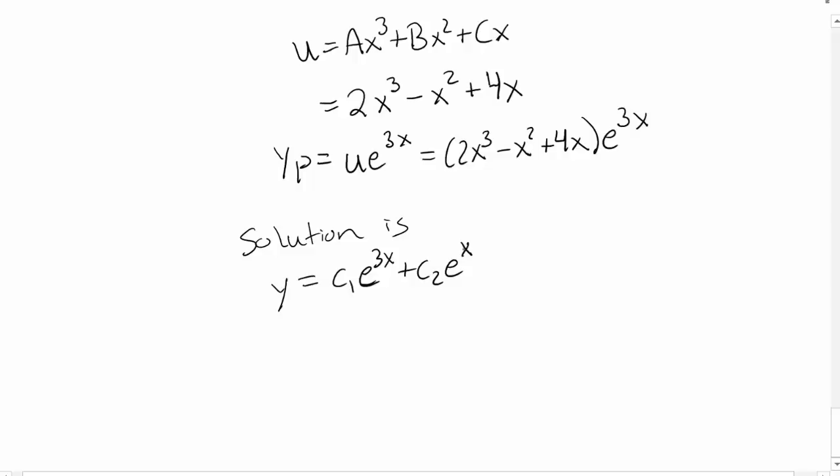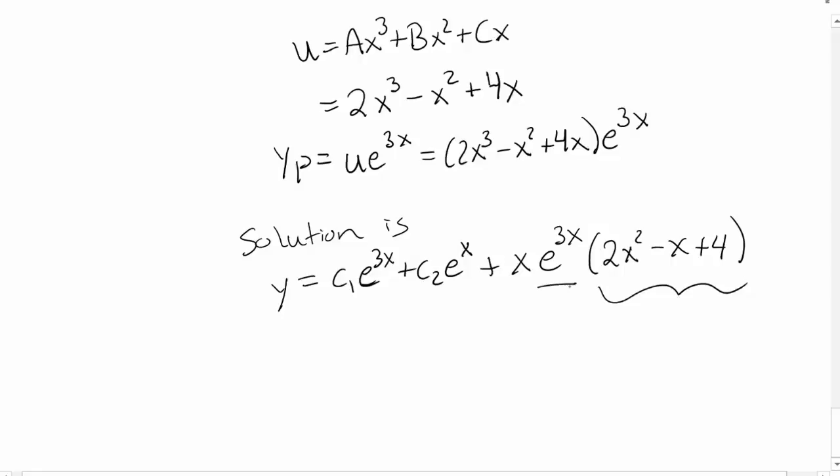So c1 e to the 3x plus c2 e to the x plus my particular, which if I write a little differently, just to prove a point, they all have an x in common. There's an e to the 3x, and then there's a 2x squared minus x plus 4. So you can see if I had gone with the guess approach, here's that generic second degree polynomial, here's the e to the 3x, and there's that extra x kicker because e to the 3x was part of the homogeneous.